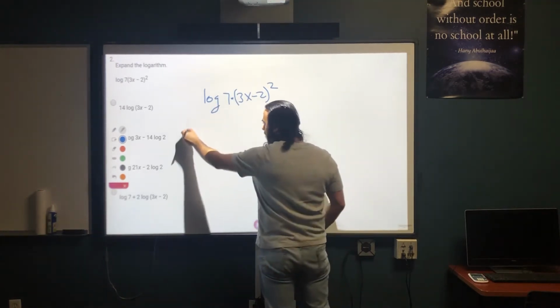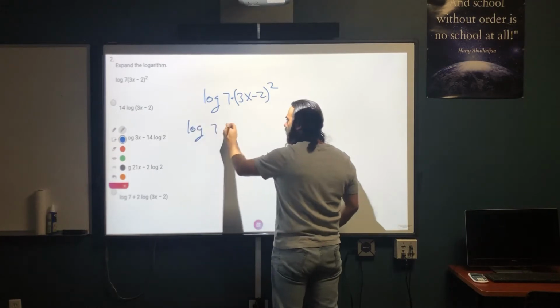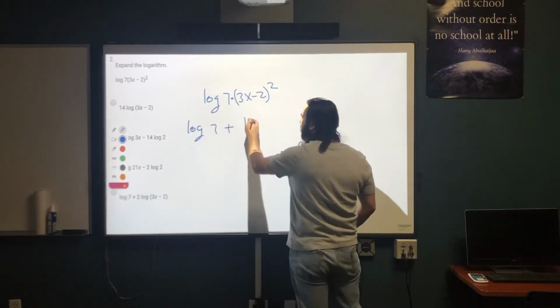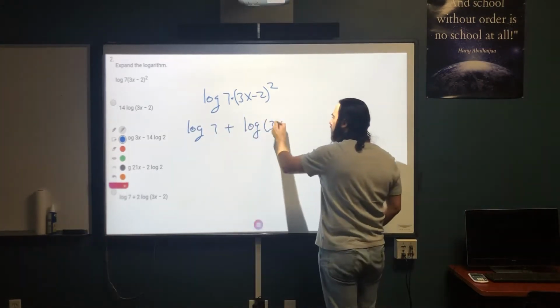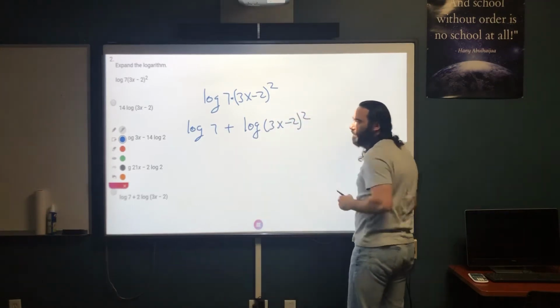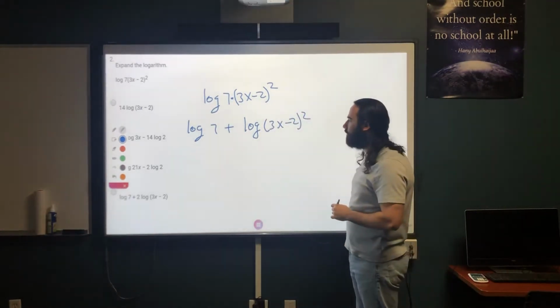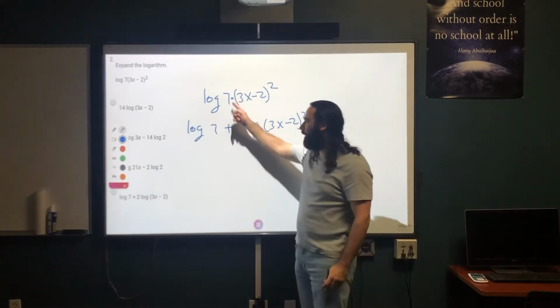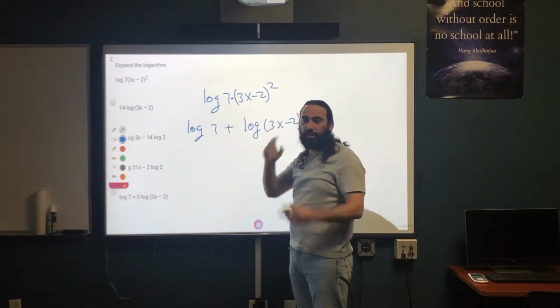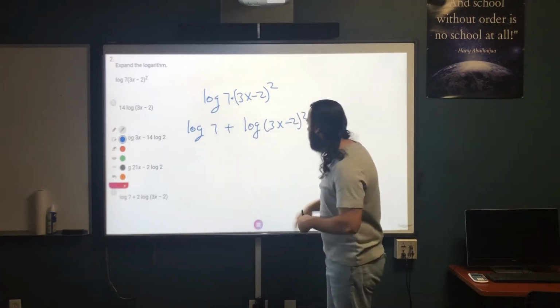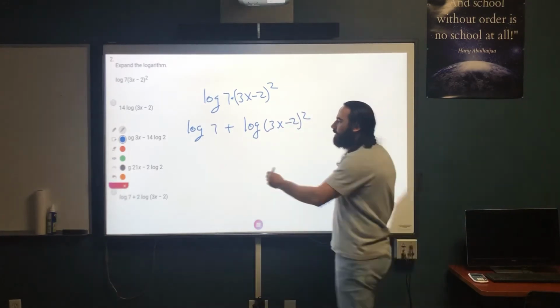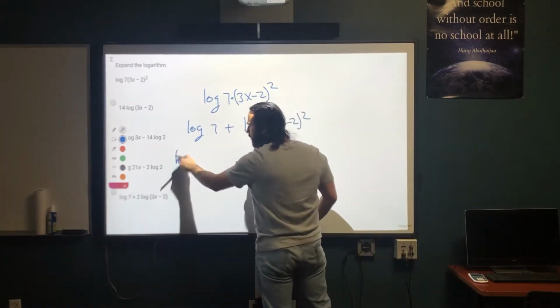So it's going to be log 7 plus log 3x minus 2 squared. Okay, that's the first one. So remember, if we have multiplication, it changes to addition. That's how you expand it. Now we go to this side. Now the log 7 is right. We got nothing to do with it now.